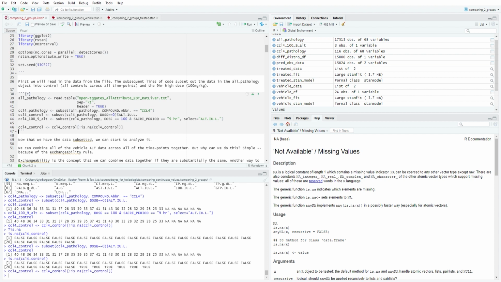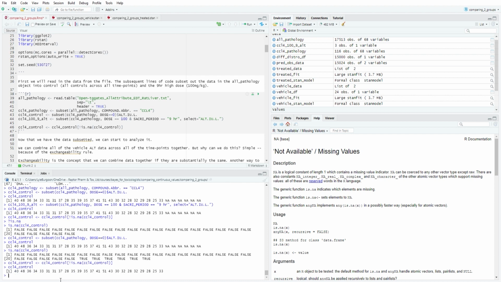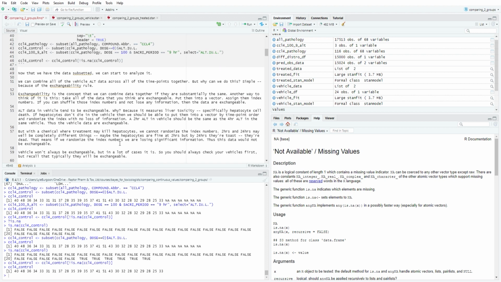So I run that, and now I look at CCL4 control. Voila, the NAs are gone. Isn't that great? So now we've got the data subset. We've got our treated data. We've got our control data. Now we can start analyzing it, all right? So like I said before, we're going to use the exchangeability rule in order to combine all the vehicles together.